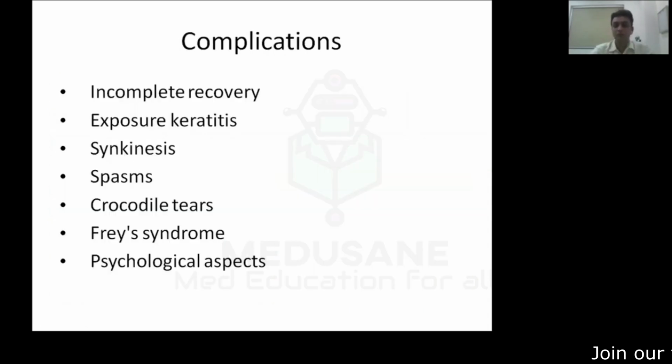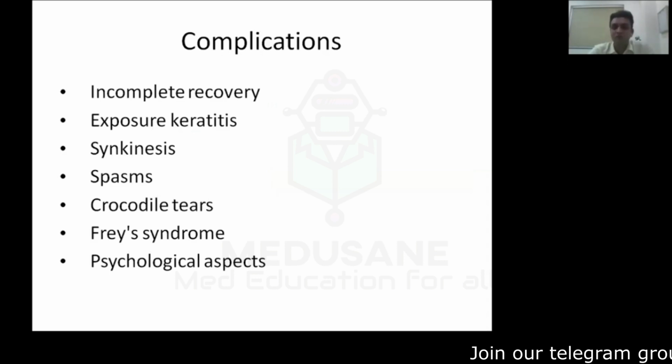Now, once facial nerve paralysis has developed, what could be the complications? If there's incomplete recovery, exposure keratitis, because the eye is not getting closed properly. So the cornea remains open and becomes dry, and there could be exposure keratitis. Synkinesis is a problem when you want to contract one muscle and other muscles also contract simultaneously. That means you want to smile and your eye also closes along with it.